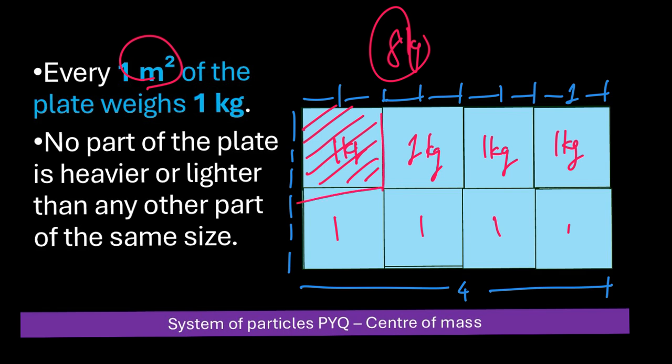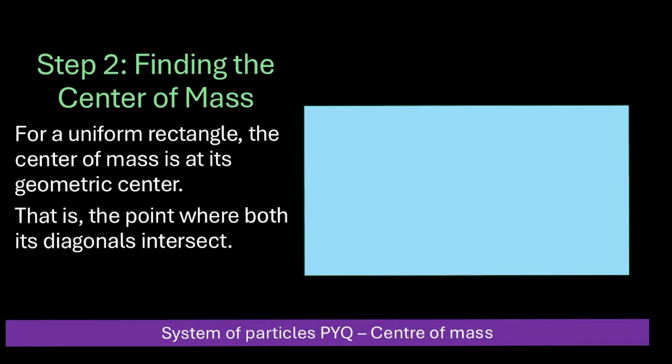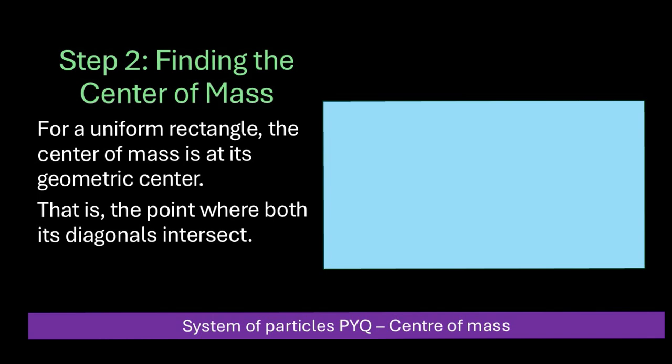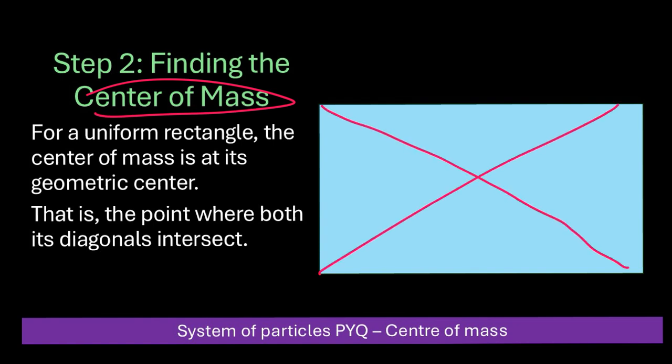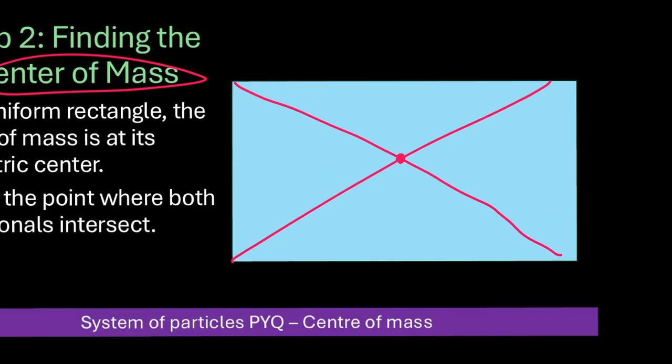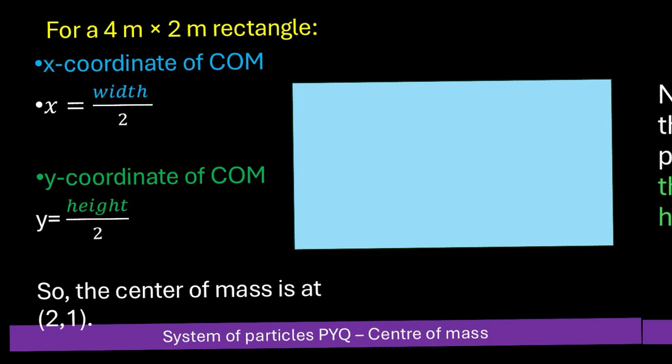Okay. So this is how we divide the given laminas based on what? Based on the mass distribution. Okay. Once we find out the mass distribution, then we can find out the center of mass, which in this case will be the point of intersection of the rectangles.